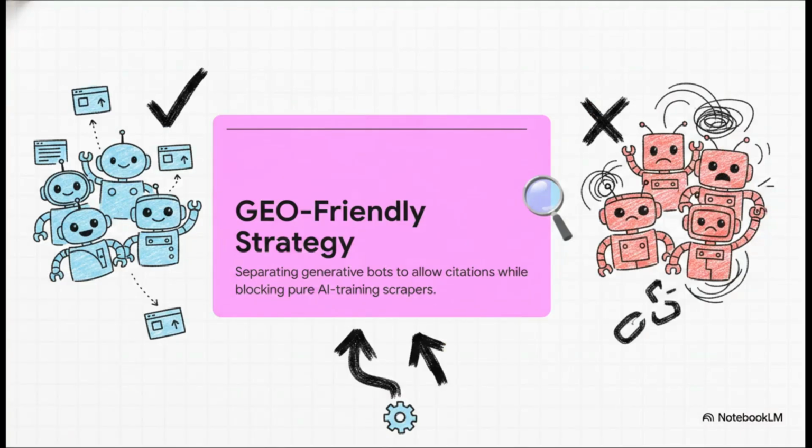So, what does a geo-friendly approach actually mean for your code? Well, GEO stands for Generative Engine Optimization. At its core, a geo-friendly strategy is all about discrimination, in a good way. It's a setup that intentionally separates these generative engine bots into 2 very distinct categories. On one side, you have the good guys, the bots crawling your site to answer a live user's question and provide a clickable citation back to you. On the other side, you have the pure AI training scrapers that just swallow your data, bake it into their models, and never send you a dime or a visitor. Recognizing that difference is the absolute core of this entire strategy.